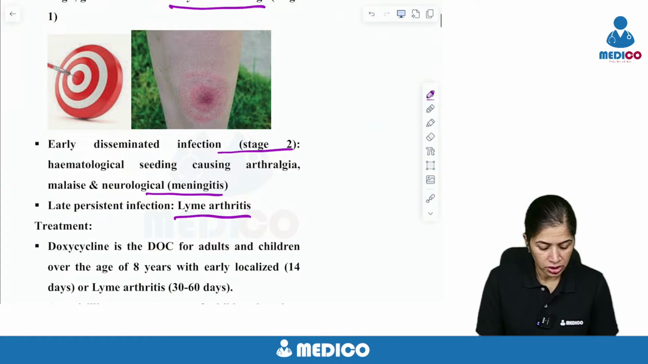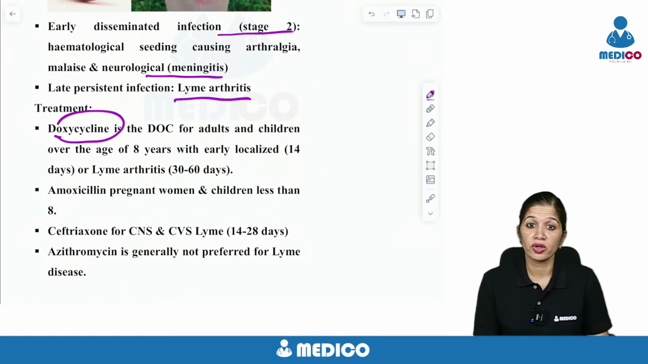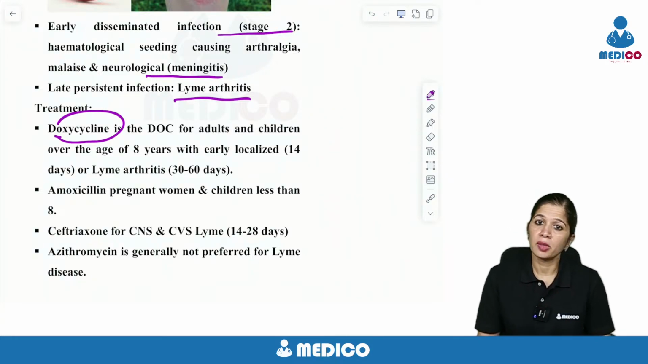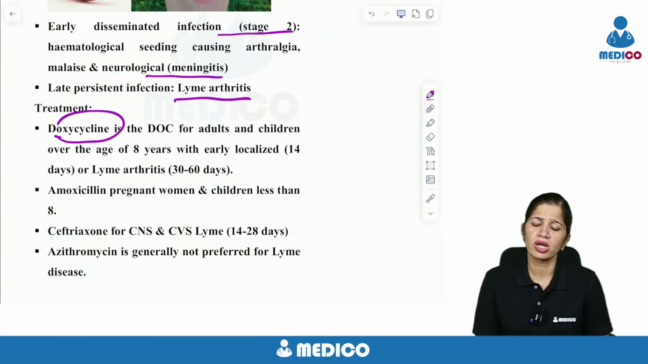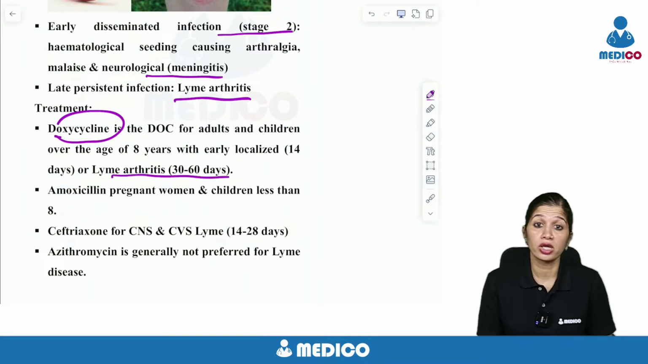Now coming to the treatment, the drug of choice is doxycycline. It's the drug of choice for adults and children above the age of 8 years, okay? And depending upon the condition, is it early localized or is it Lyme arthritis? Early localized means just 14 days of treatment would do. But if it's an arthritis, 1 to 2 months of treatment may be required with doxycycline.